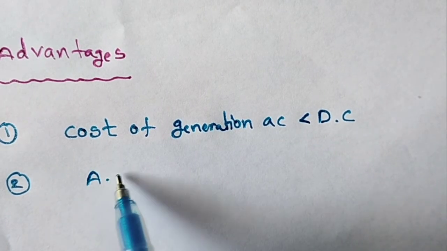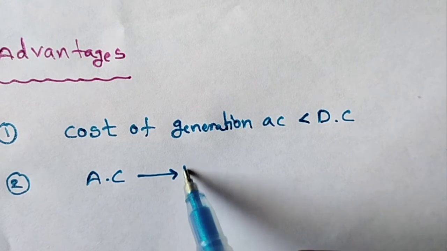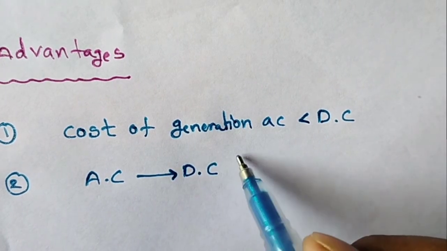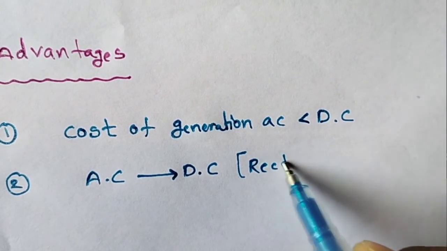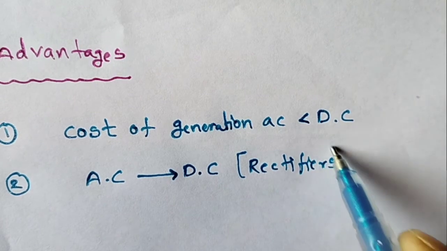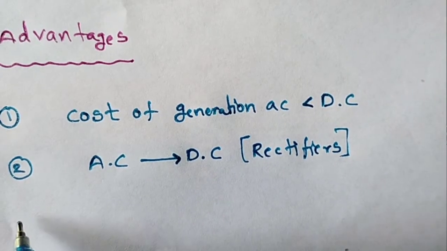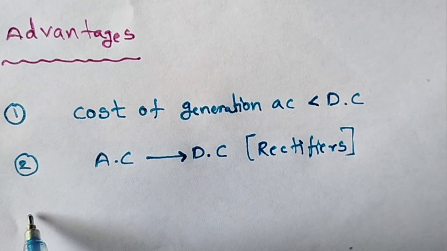And AC current can be converted to DC current. It is also one of the advantages, by using rectifiers. So AC to DC conversion is done by rectifiers.